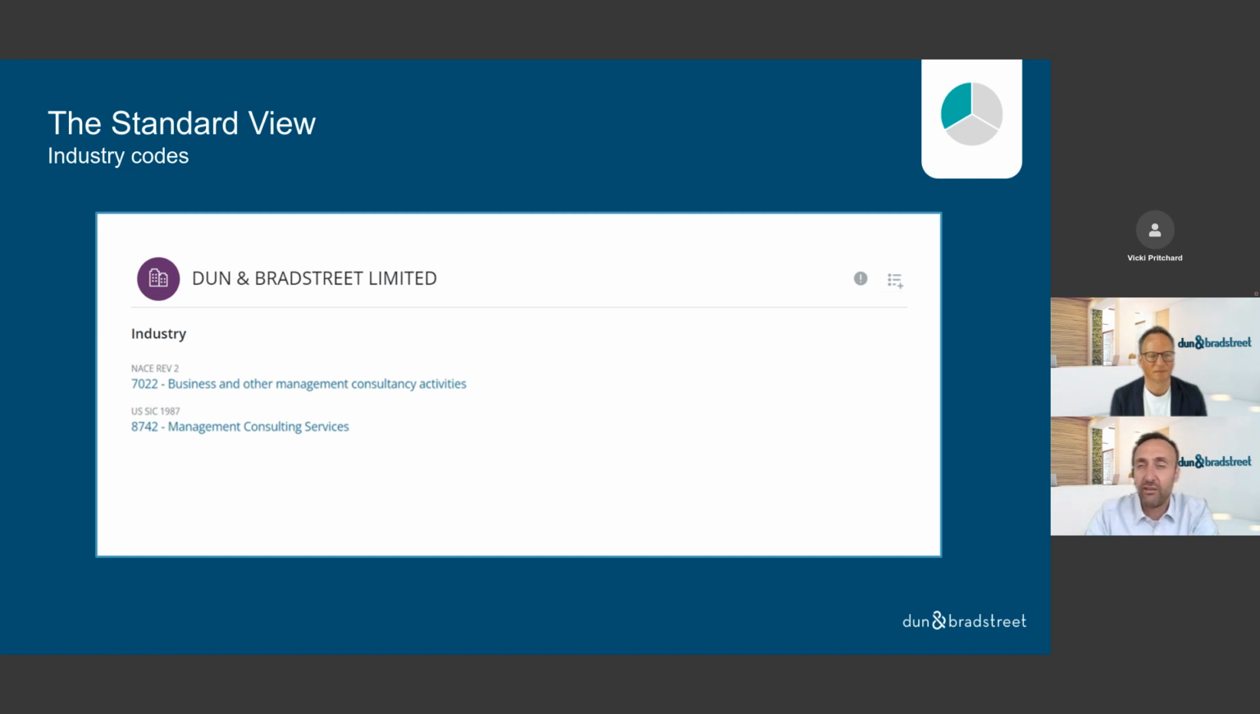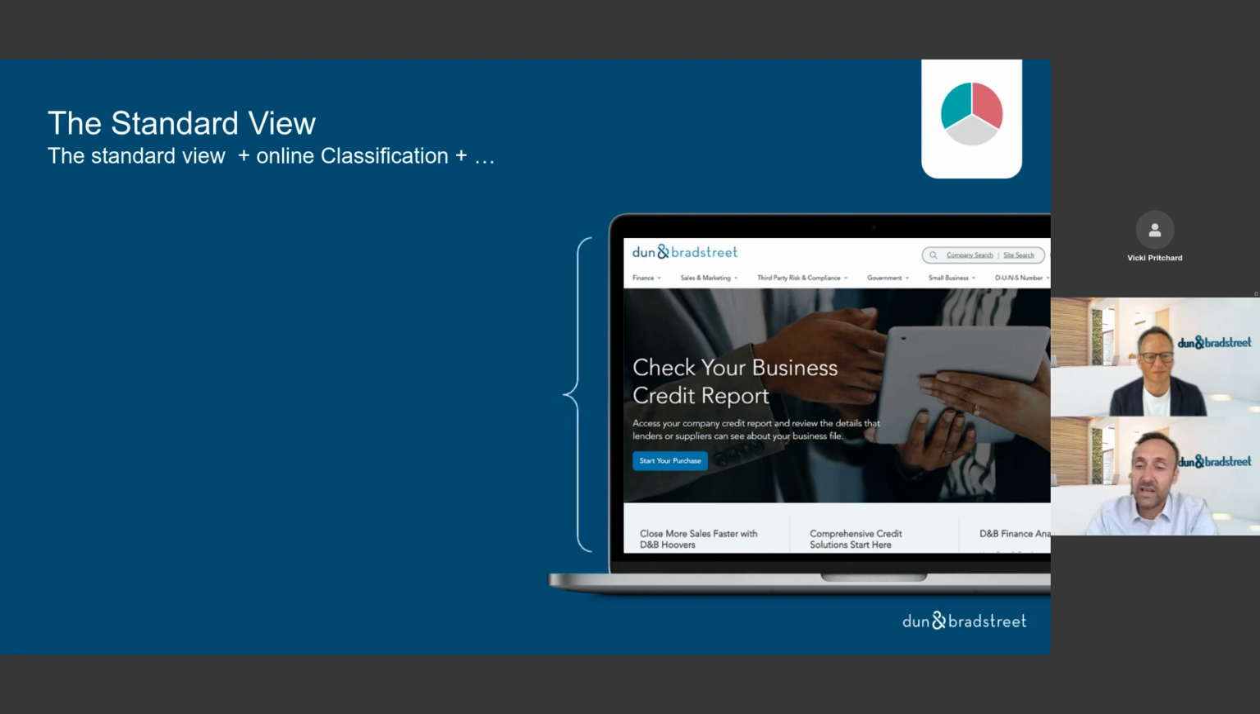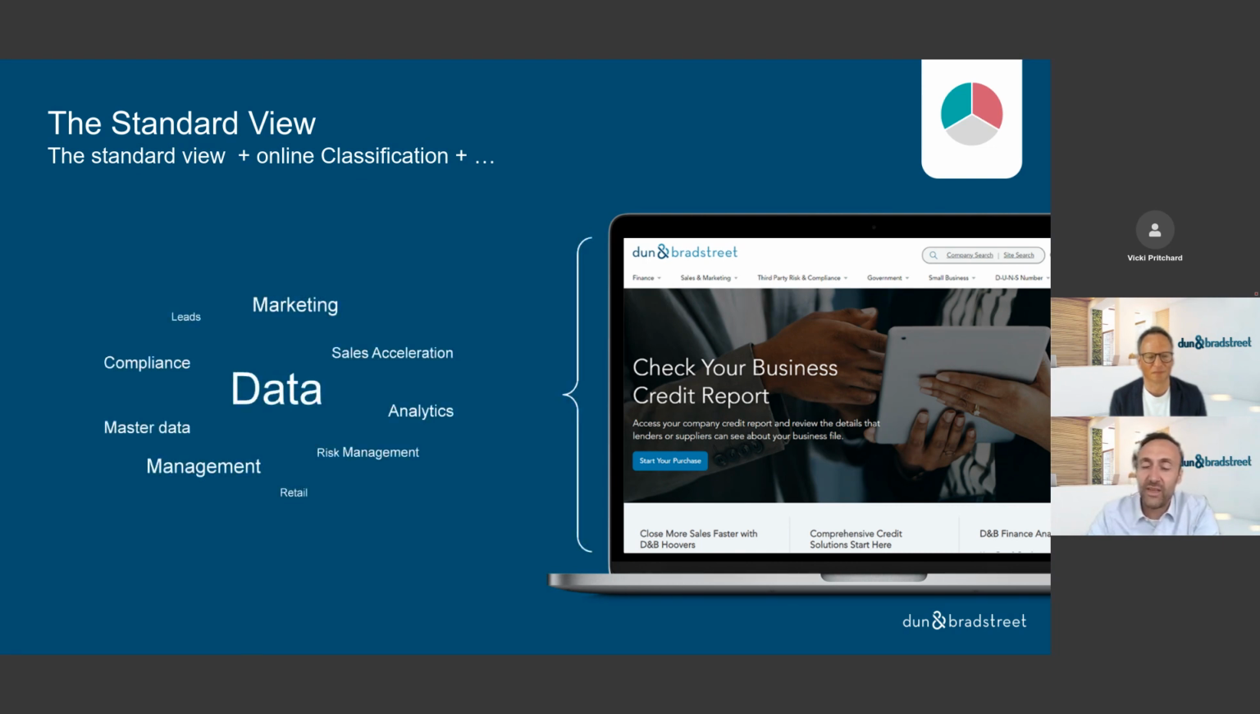Therefore, it's crucial to complete the picture, as I said, with the so-called online data. If you combine this with how we describe ourselves on our company website, you immediately see, hey, Dun & Bradstreet is a service provider of data and serves different use cases like the marketing use case, the sales acceleration use case, analytics use case, data management use case, but also risk and compliance. So it's the completion of the picture and really having the full transparency. And then, as I already mentioned, the timing perspective.